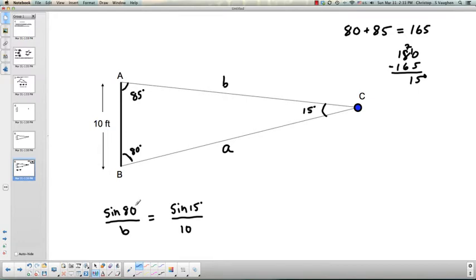That's 15 degrees. That's 80 degrees. And if I want to know what B is, I'll use the 80 degrees because that's the angle opposite. So the sine of 80 degrees over the side B would have to equal the sine of 15 over 10. Now it's also equal to the sine of 85 over A. That's also true. What I could do is I write this one equation with only one variable, and so I can solve for that one variable.